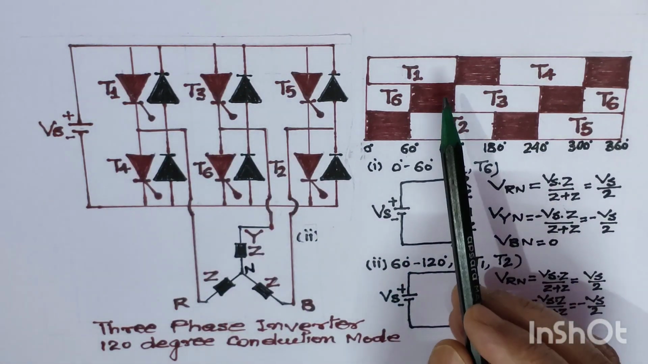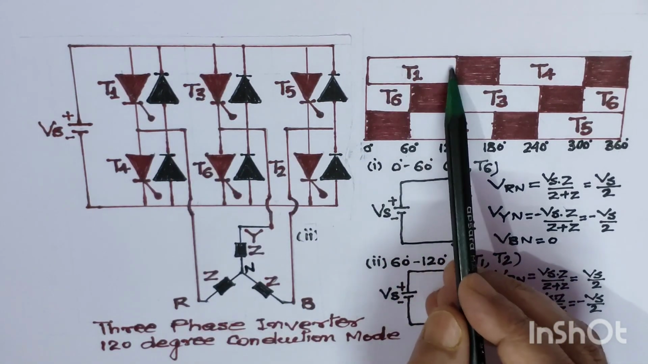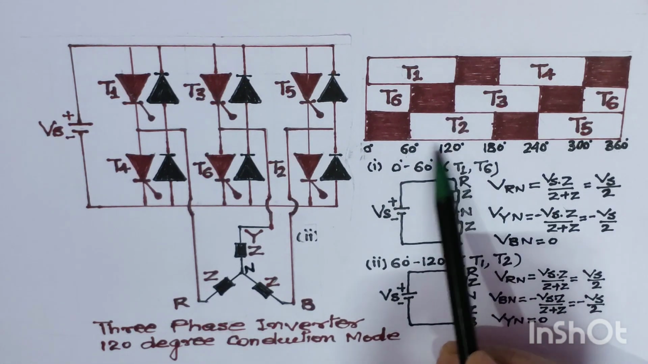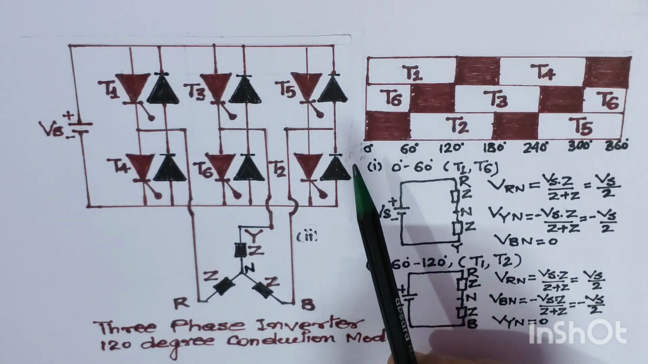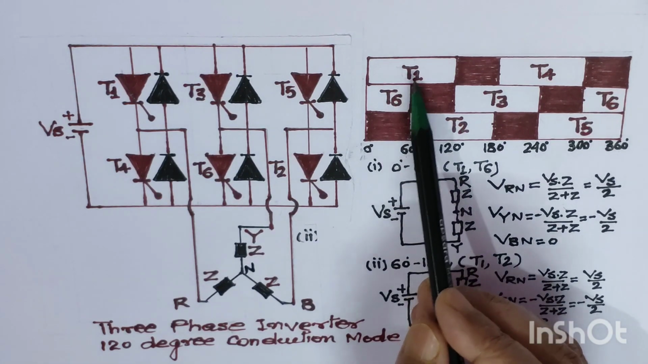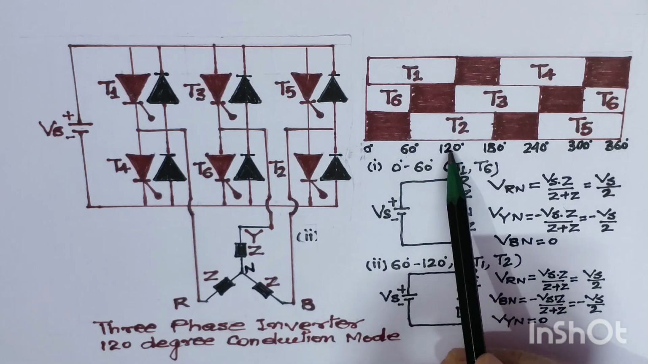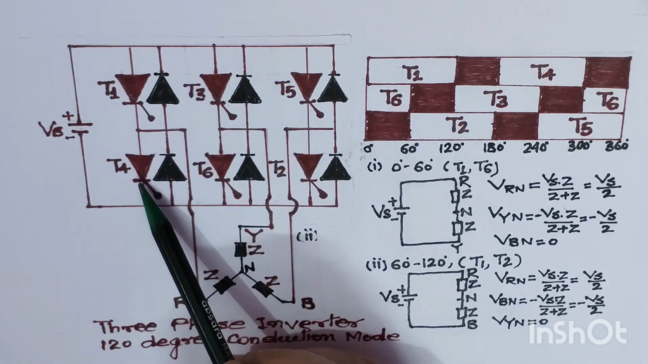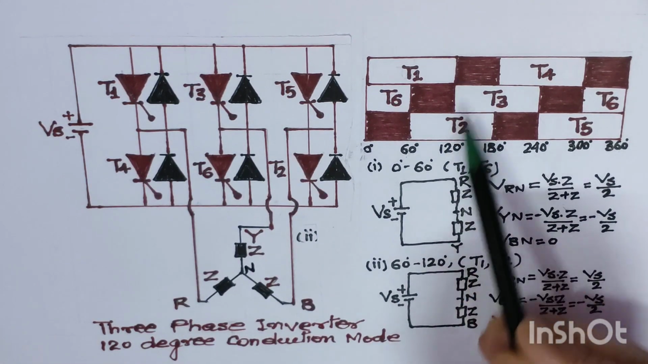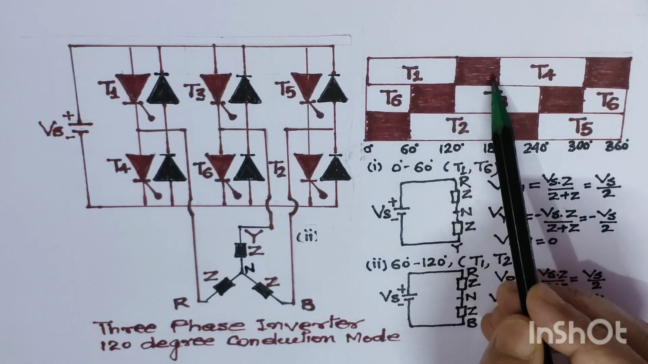Let us first discuss thyristor T1. We see here that thyristor T1 is given a firing sequence from an angle of 0 degrees to 120 degrees. Why 120 degrees? Because we know that in this case each thyristor will operate for a 120-degree conduction mode. So T1 is given a firing pulse from 0 degrees to 120 degrees. Then, once T1 has completed the 120-degree conduction, for 60 degrees this thyristor will not conduct.